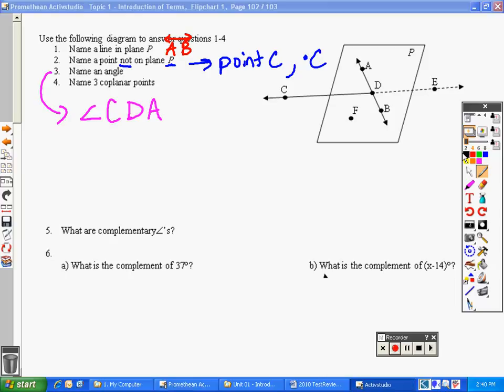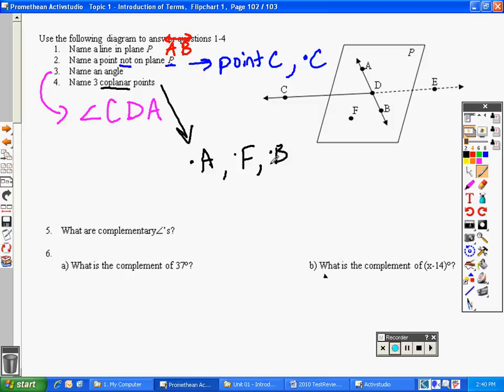All right, next one. Name 3 coplanar points. Coplanar means on the same plane together. So here we have our plane P. Let's name 3 points that are on that plane together. I see A, I see D, I see F, and I see B. Any of those are okay, that's no problem. So point A, point F, and point B. These are 3 coplanar points.